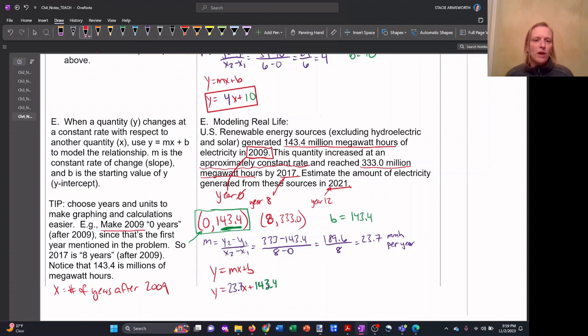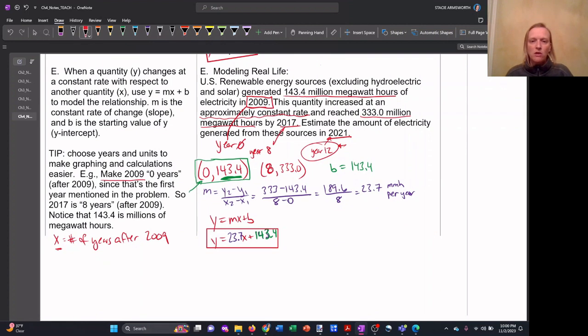Now, we have a complete equation here, but we haven't actually answered the question. This says, estimate the amount of electricity generated from these sources in 2021, in year 12. How do I use that information to answer the question? Well, year, remember, is our x value. I can use this 12, this number of years after 2009, as my input value, as my x value, and calculate my y value.